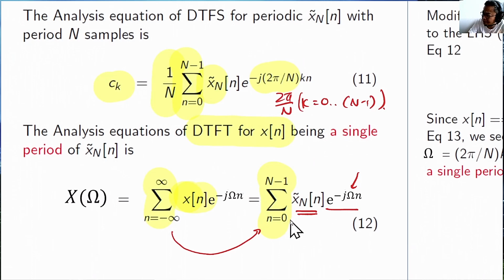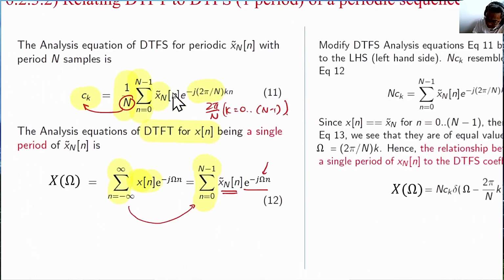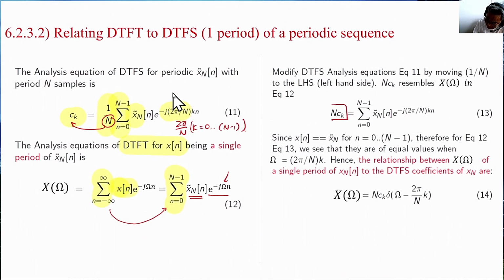But once we have reached this equation, they are almost very similar. Look, x[n] for one single period is exactly x[n] here. What about this e to the minus j 2π over N kn? It is e to the minus jωn. The difference is that ω is real and here is a discrete frequency. And the other difference is that 1 over N here. So we're going to move this 1 over N to the left hand side such that we now have N c_k.